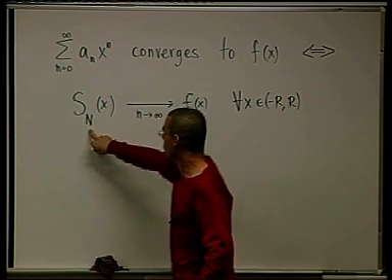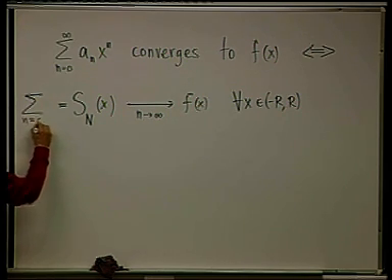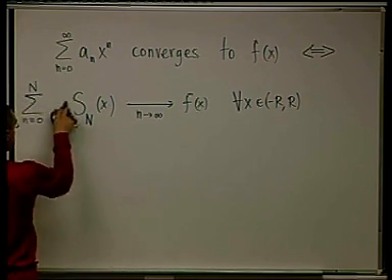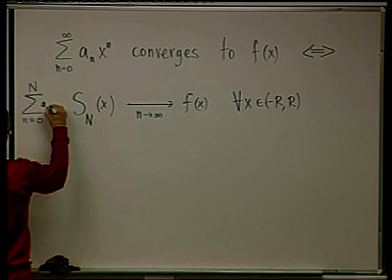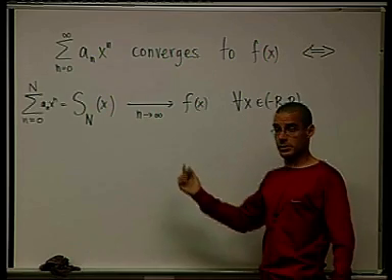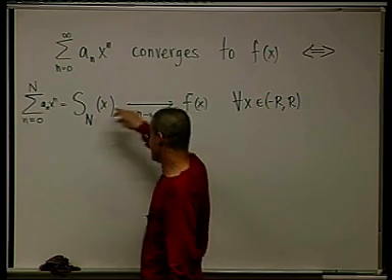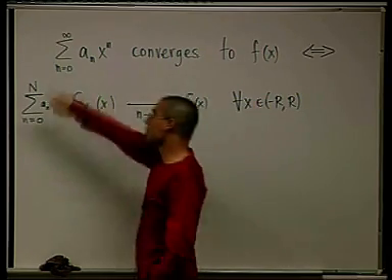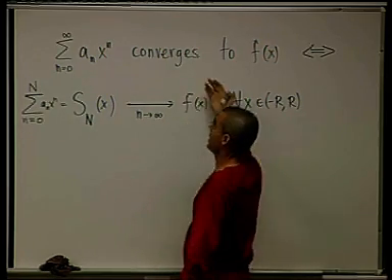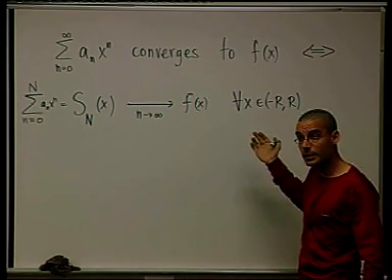So this S_N(x) is the sum from 0, not to infinity, but only to capital N of a_n x to the n. That's how we defined series. For a fixed x, the series is defined as the limit as N goes to infinity of the partial sums. Do you agree? So if for any x this thing converges to f, that means that the series converges to f.